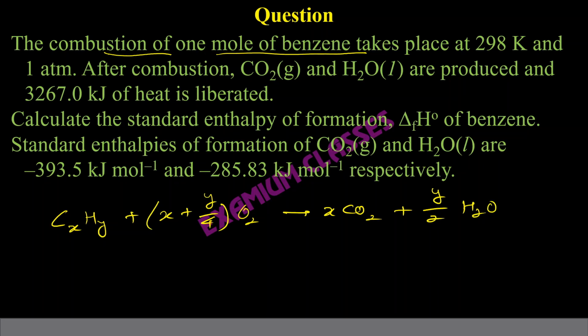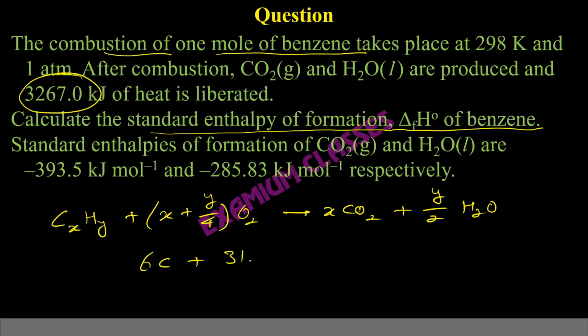In this particular case, you will write it for C6H6, which means X is 1, Y is 1, and delta H of this reaction will be minus 3267. Then we have to calculate the enthalpy of formation of benzene, meaning 6C plus 3H2 gives us C6H6. Remember, enthalpy of formation will always be from the elements. Carbon exists as C, hydrogen exists as H2. So that's why we have written it 6C plus 3H2 gives us C6H6. So this delta H we have to calculate.